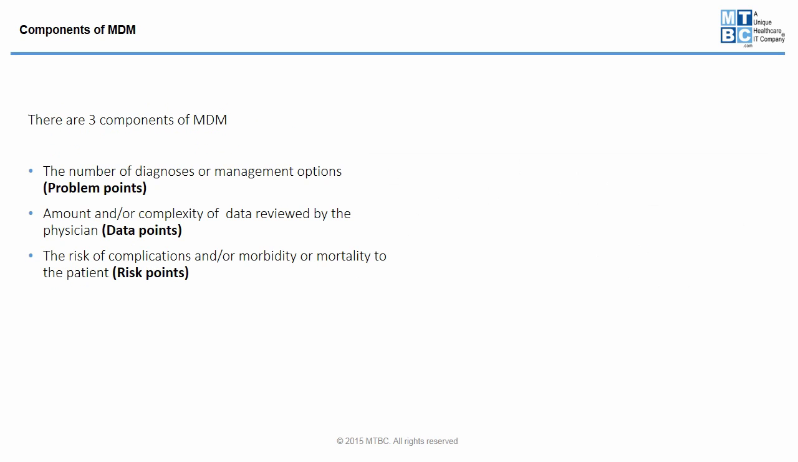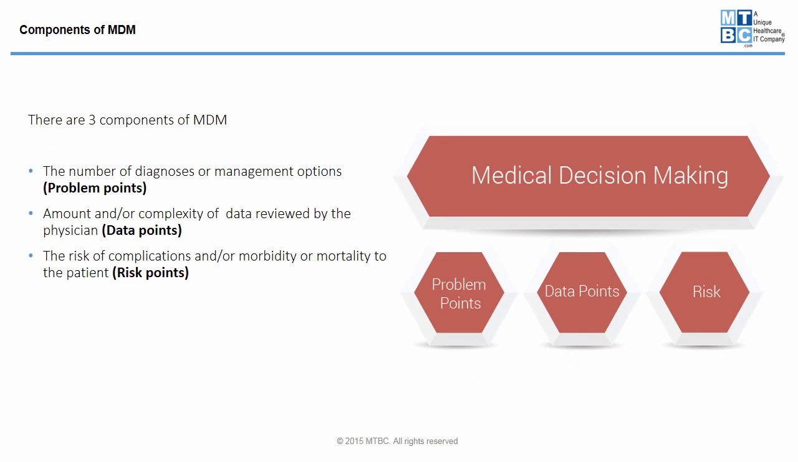There are 3 main components of medical decision making. Problem points, the number of diagnosis or management options selected; data points, the amount or complexity of data reviewed by the physician; and risk points, the risk of complications.